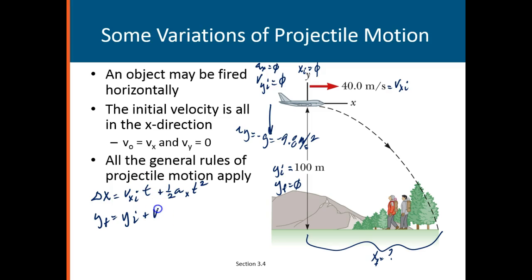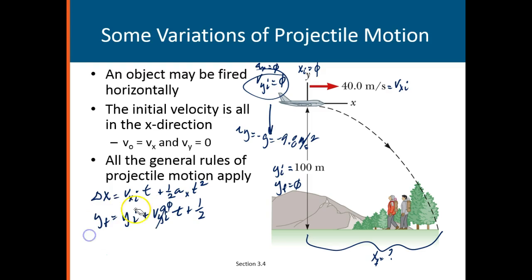Yeah, okay. V sub y initial t. But why did you leave it out? You left that term out. Why? Yeah, that's 0, so it was correct to leave it out. Plus 1/2 a sub y. And what is your a sub y?